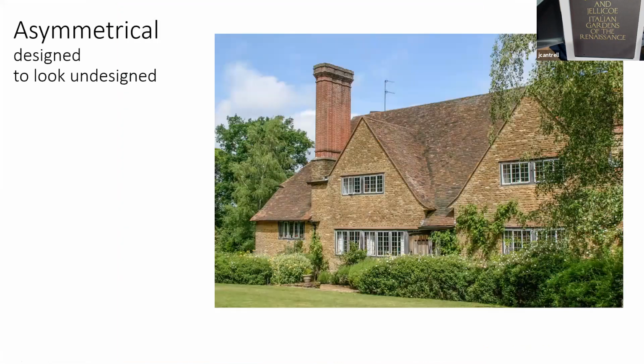Again, this is another project he did. It's interesting that his early country houses are designed to look undesigned. What does undesigned mean? That means that this plan is a kind of irregular asymmetrical composition, not bound by symmetry or the formal compositional rules we saw earlier.